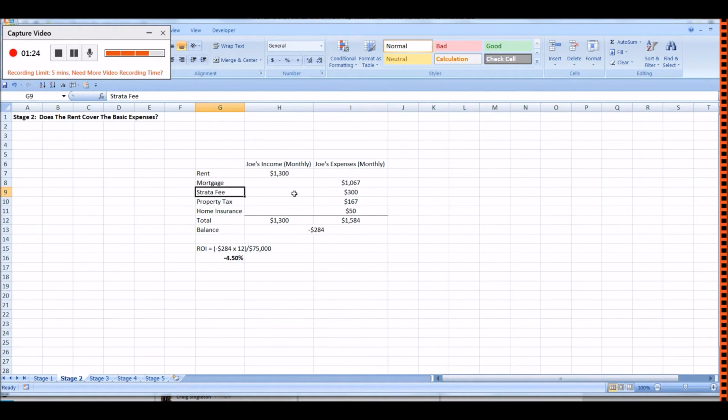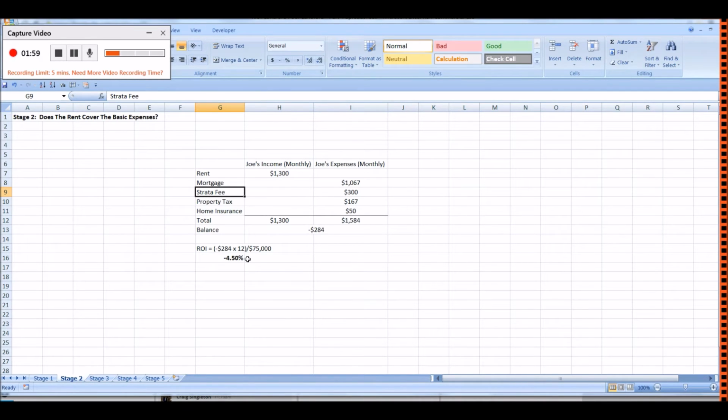So mortgage is $1,067, but strata fee is approximately $300. Property tax is $2,000 a year, or $167 a month. Home insurance $50 a month conservatively. Usually it's less. So his balance: $1,584 of expenses, $1,300 of income. His balance is negative $284. So negative $284 times 12 divided by the initial investment gives an ROI of negative 4.5%. He thinks it's not doing too well, but he forgot a couple things.